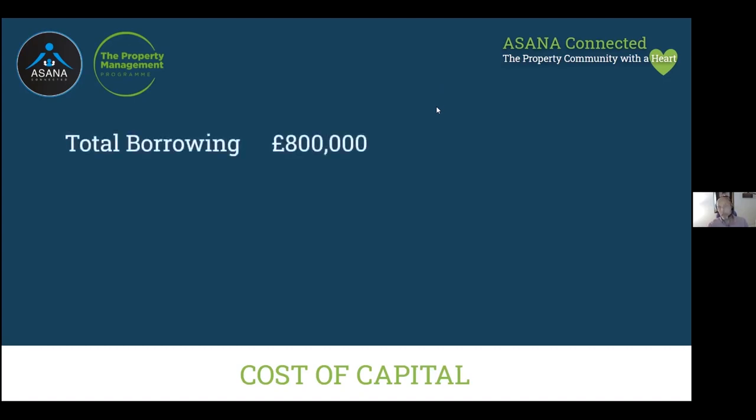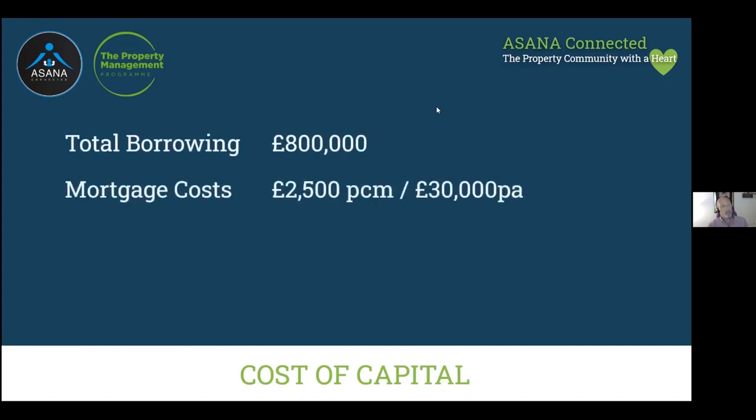So we said before we had total borrowings of around £800,000. Let's assume that the total mortgage cost on that £800,000 was £2,500 a calendar month. I'm doing this to keep the maths simple. You realise that, don't you? Not simple for you guys, simple for me, because otherwise I'd probably fall off the screen.